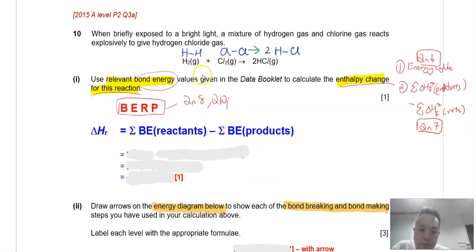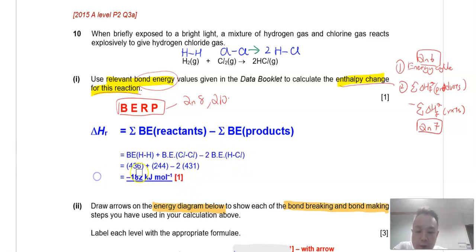So in this case, it's a very simple reaction. Hydrogen gas and Cl2 gas form HCl gas. Just count the number of bonds broken: 1 H-H bond, 1 Cl-Cl bond, forming 2 H-Cl bonds. Substitute the values from the data booklet, 436, 244, 431 for each of the bonds respectively. You get the answer, negative 182 kJ per mole.